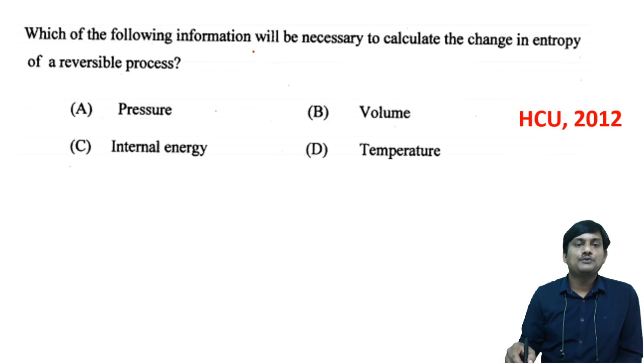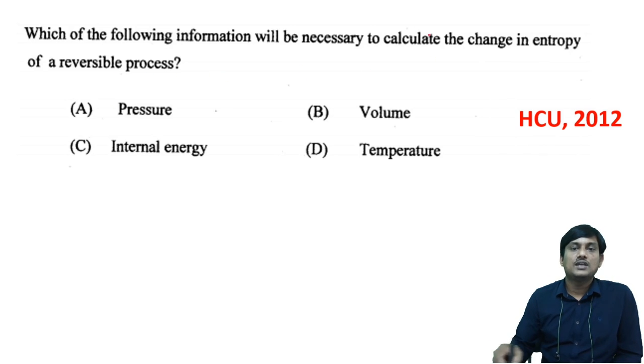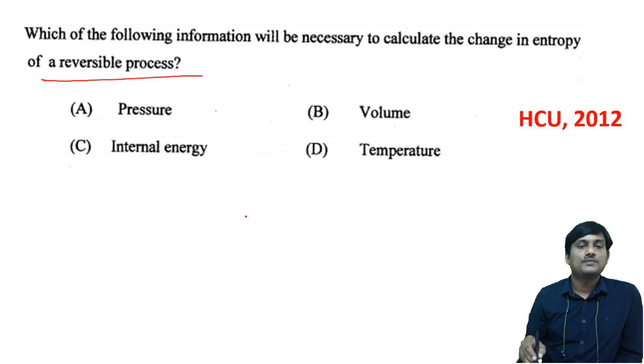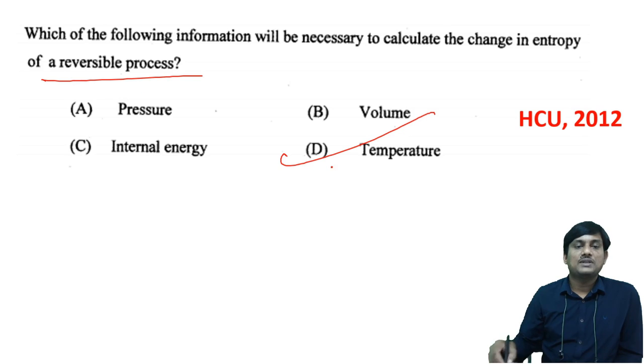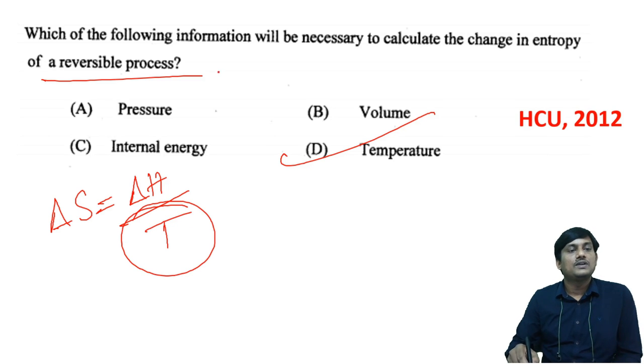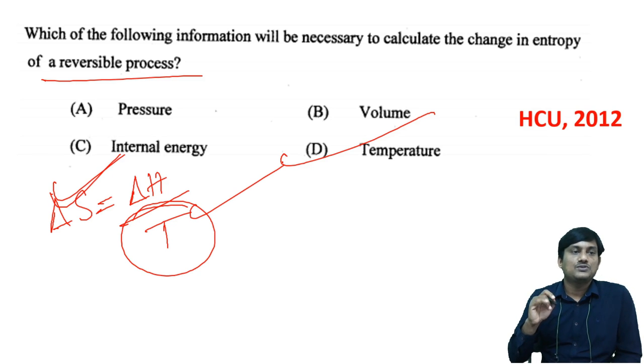Which of the following information will be necessary to calculate the change in entropy of a reversible process? A change in entropy, reversible process. Which one is needed? There is a need of temperature. We know that delta S is equal to delta H by T. In a reversible process, to calculate the change in entropy, you have to know the temperature.